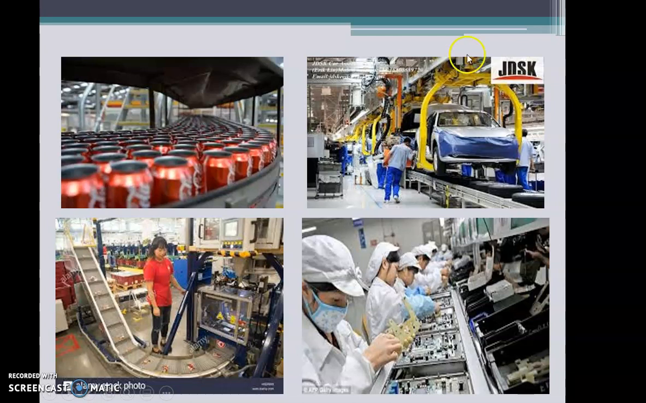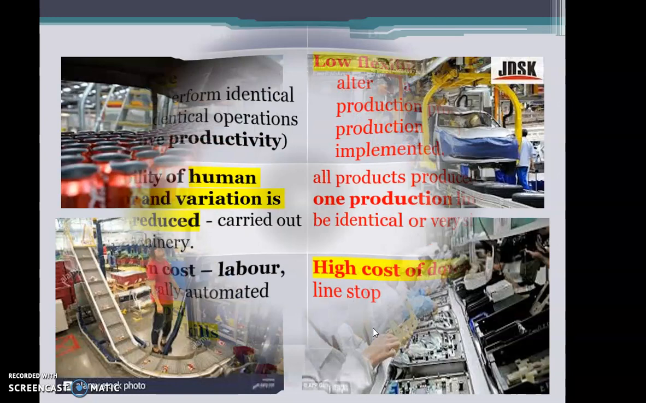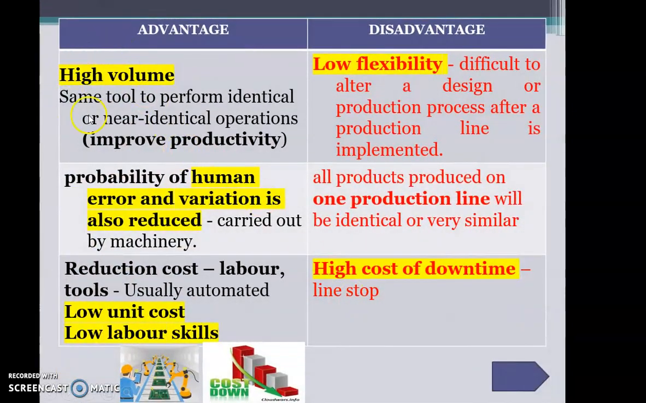And we can see that it involves automation. They have the conveyor belt, they have robots here, they have other machines to help them in making the product. Okay, let's look at the advantages. The high volume is the main advantage here, and then productivity is going to be very high. And the same machine will produce many products. And then the other one is that human error can be reduced because they are using machines, they are using automation, so less human error.